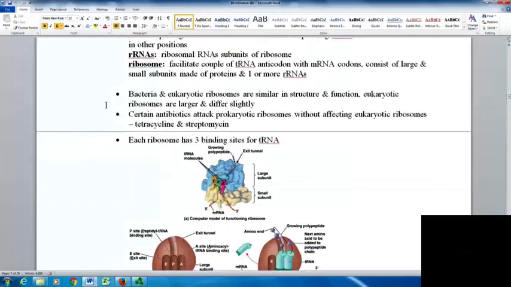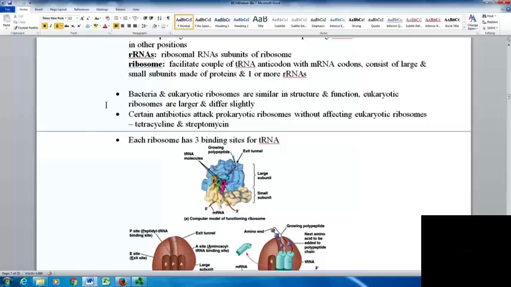Bacterial and eukaryotic ribosomes are similar in structure and function, but different in size. So the eukaryotic ribosomes are going to be larger and slightly different. Certain antibiotics attack prokaryotic ribosomes. This will allow them to attack bacterial cells without affecting eukaryotic ribosomes. Drugs like tetracycline and streptomycin are going to do this.